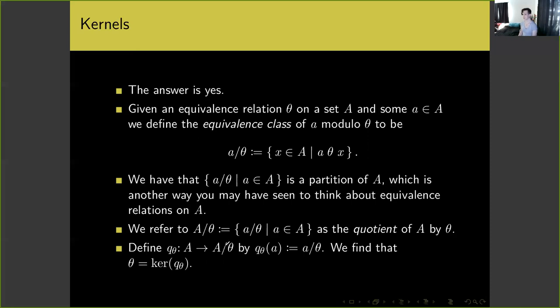Now we're going to define that sought-after function that we wanted on the previous page, q theta, which maps A to the quotient of A by theta, where we define q theta of a to be nothing but the equivalence class of a mod theta. It's also a fairly direct verification that the kernel of q theta is precisely the equivalence relation theta. And so by this explicit construction, every equivalence relation is the kernel of some function, and these two concepts are precisely the same thing in the sense that we just described here.